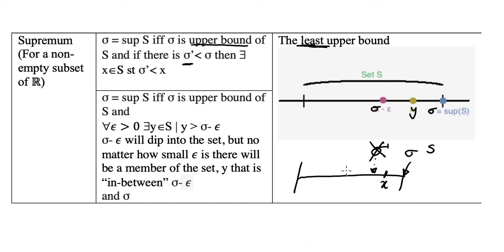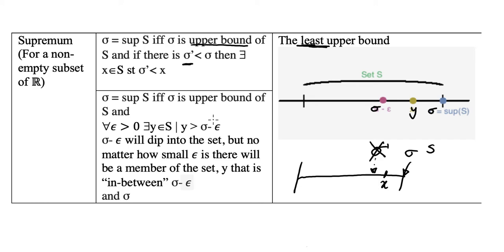The second definition corresponds to this diagram here, so I'll read it out for you. We can consider sigma to be the supremum of set S if and only if sigma is an upper bound of S, and for every epsilon greater than 0 there exists a y that belongs to the set such that y is strictly greater than the difference between the supremum and epsilon, for every epsilon greater than 0.